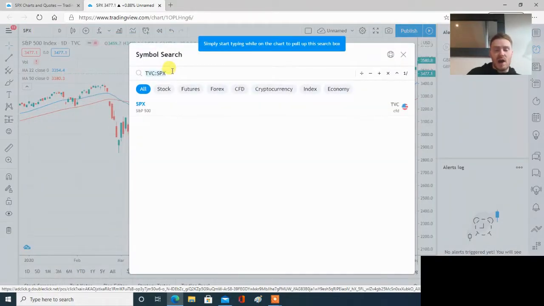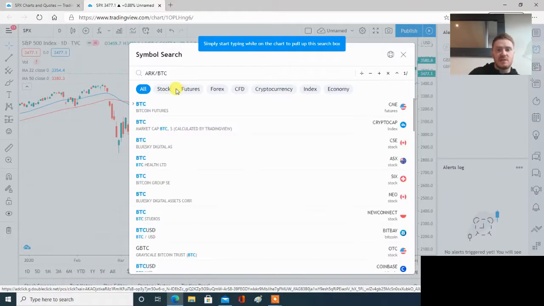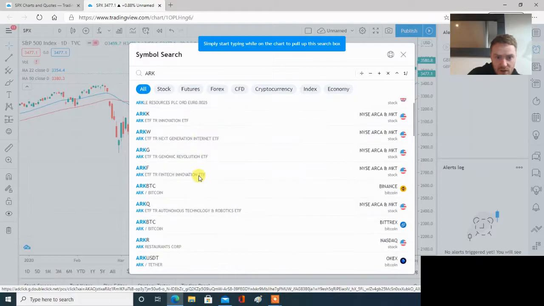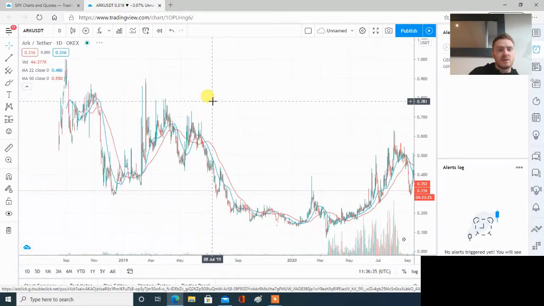We're going to look at a crypto now. We're going to pick ARK/BTC. No, we're not. There. We'll just pick ARK against the dollar. That'll do as well. So we're going to zoom right back out.